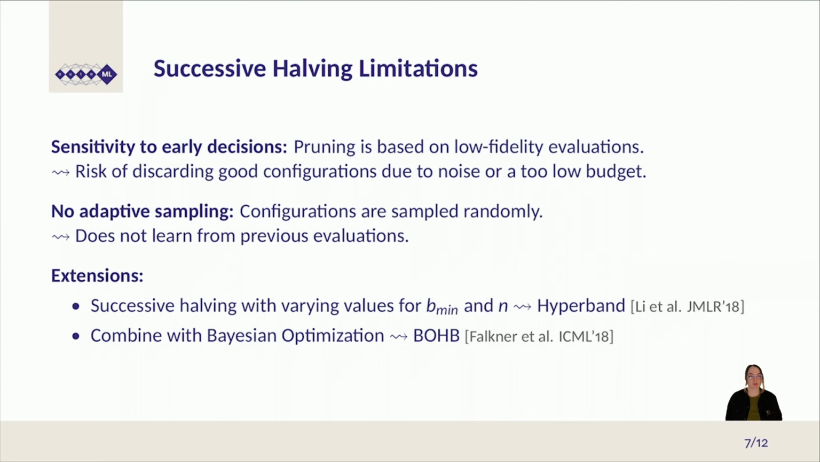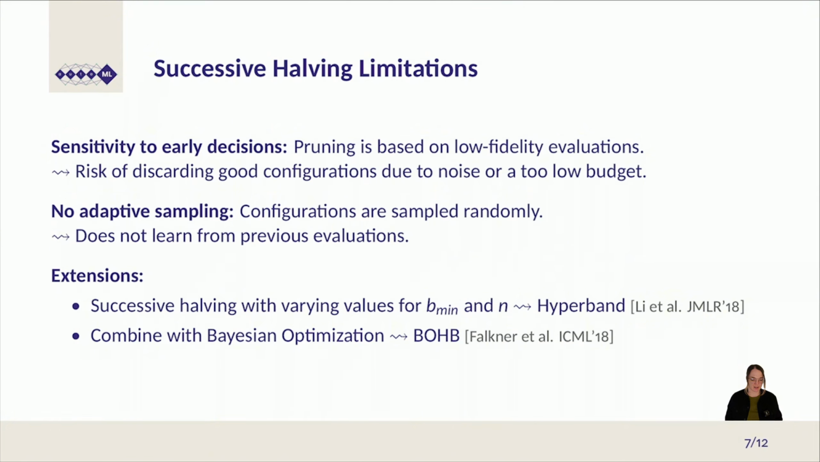Of course, this also has some limitations or disadvantages. It's very sensitive to early decisions. So if our B-min is set too low, we might discard good configurations that just require a bit more budget. For example, larger models require a few more epochs to perform well.